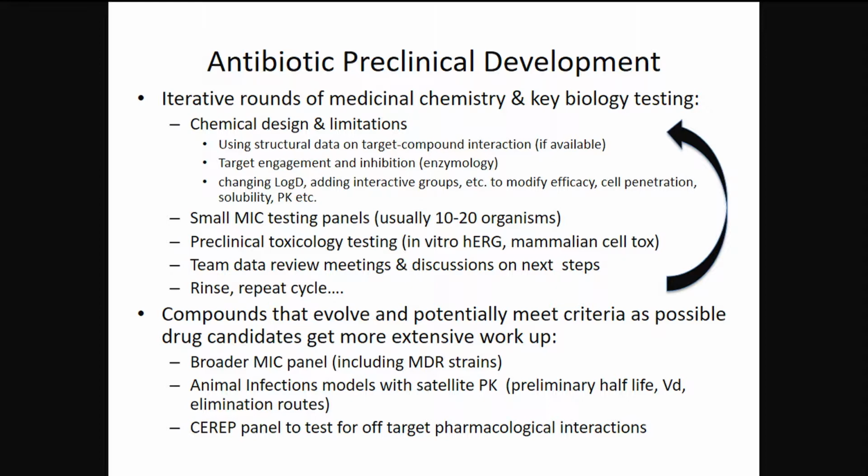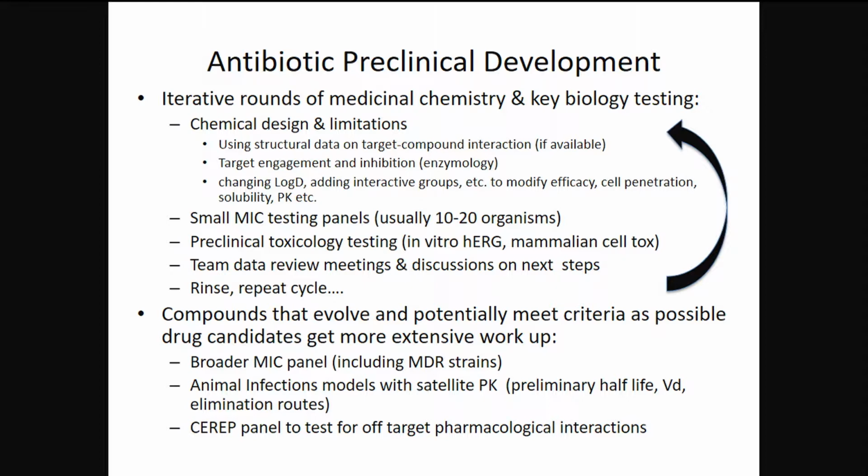Mammalian cell tox. Then you take all these results, you usually have team meetings of discussion, and you go around and do the cycle all over again with another set of compounds based on the results you get here. And over time you evolve the compounds, or at least over time you hope you evolve the compounds that meet the criteria as closely as possible, have a broader MIC, and you'll include MDR strains.